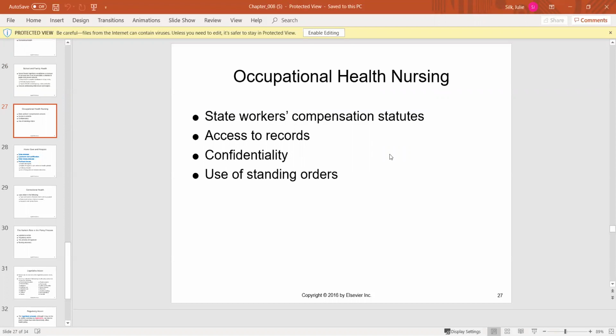Okay, with occupational health nursing, there are state workers' compensation statutes. I don't know if you guys know anyone that's ever had to do workers' compensation for something. There's a lot of different regulations that you have to follow about that. So you have to keep really good records of everything. And every time they go to the doctor, you have to have a record of everything. You have to keep everything confidential. And then there's use of standing orders with this as well.